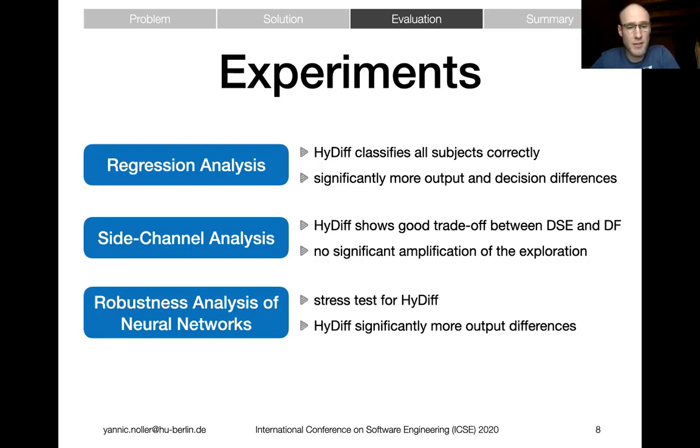Finally, the robustness analysis of neural networks was a really stress testing application for HyDiff. This analysis is very expensive and complex. But still, HyDiff was able to generate significantly more output differences than the components in isolation.